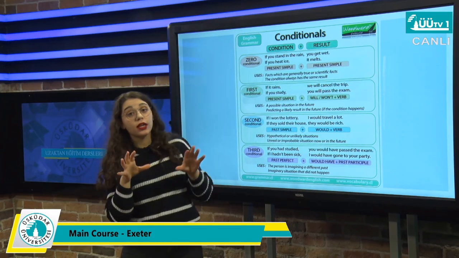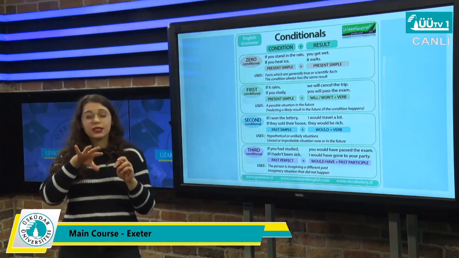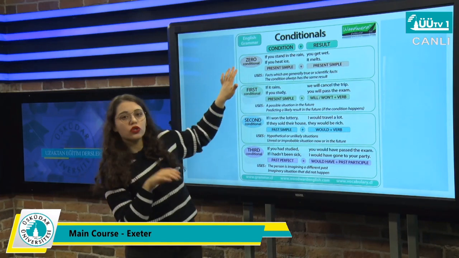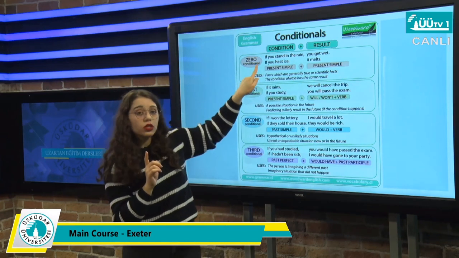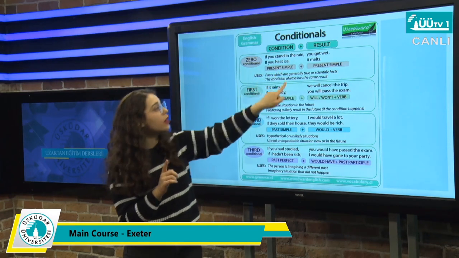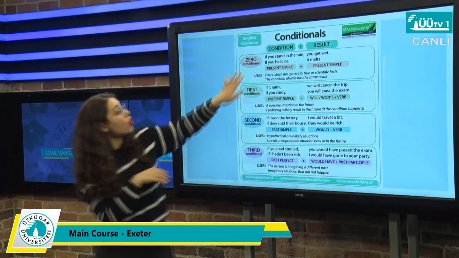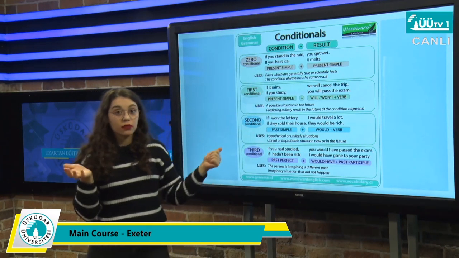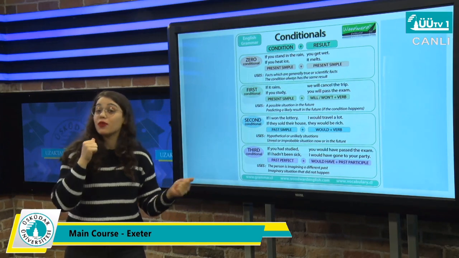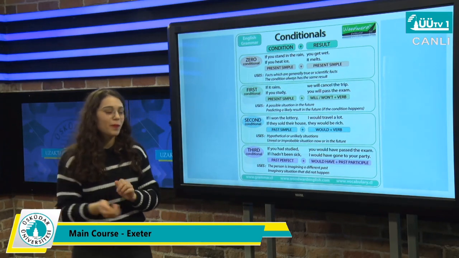So when you're talking about something that always has the same result, something scientific, then you use the zero conditional. In the condition part, you use present simple, and in the result part, again, you use present simple. Or, if you heat the ice, it melts. There's nothing in the world that would stop the ice melting, right?